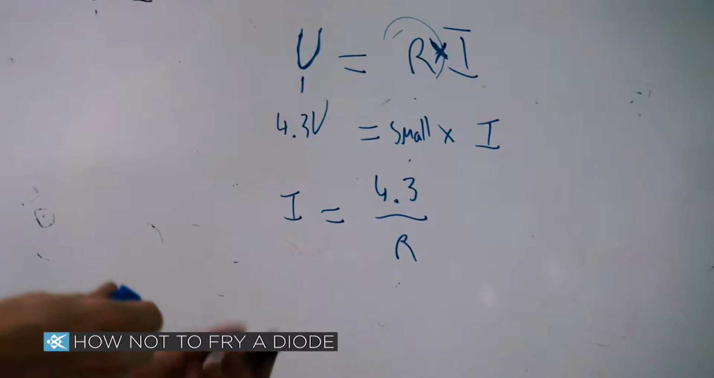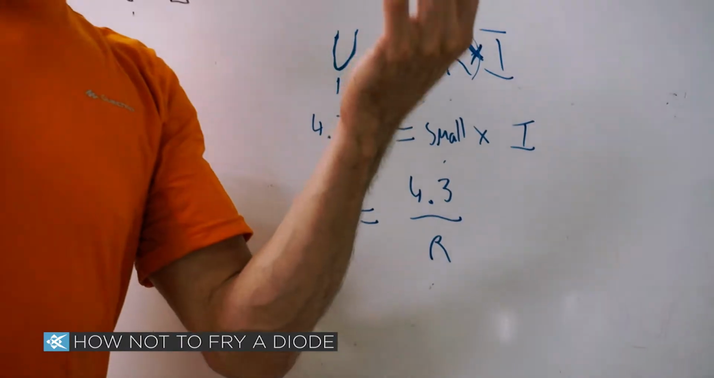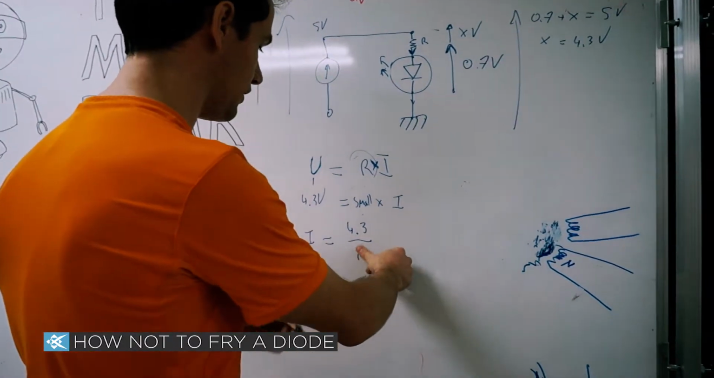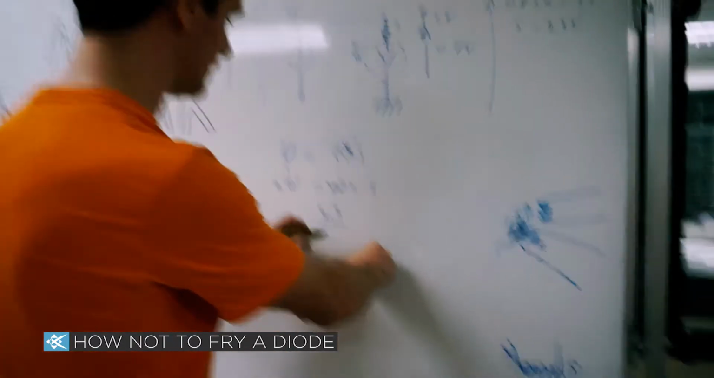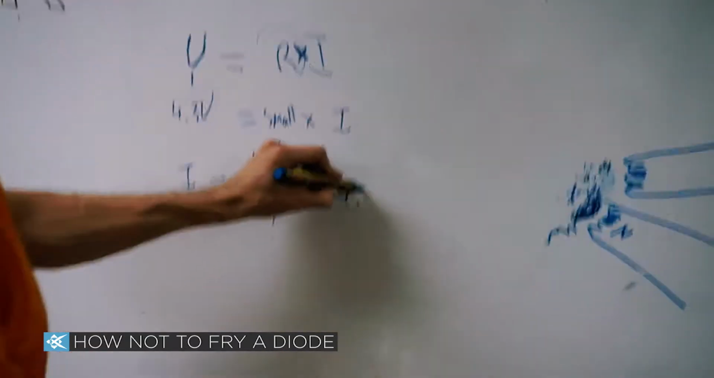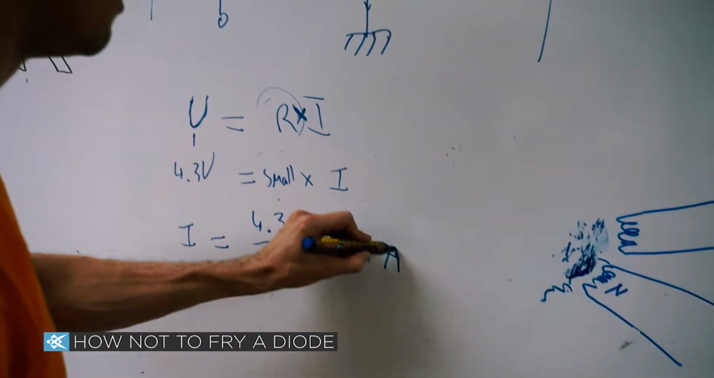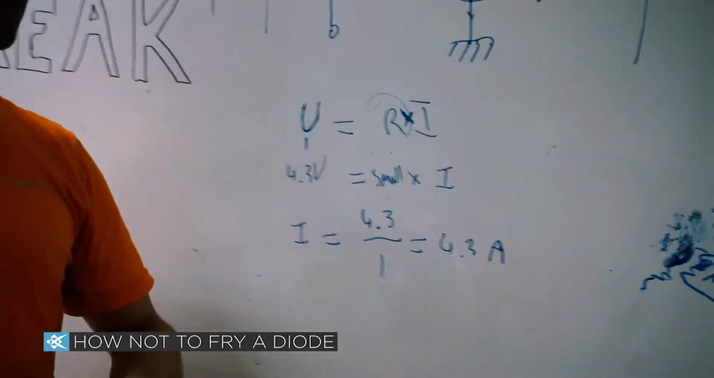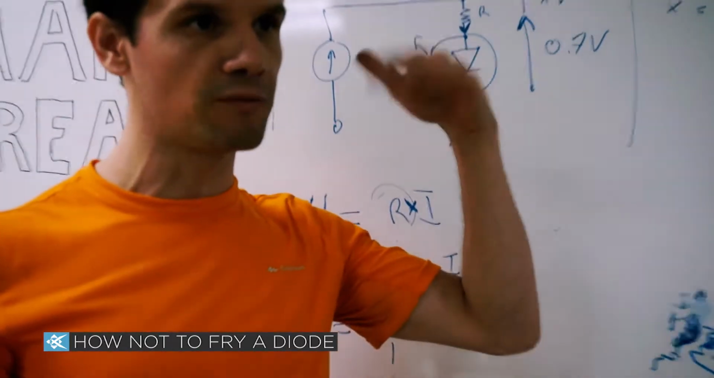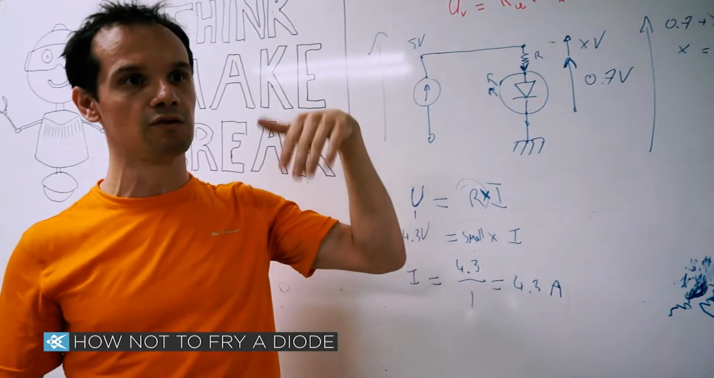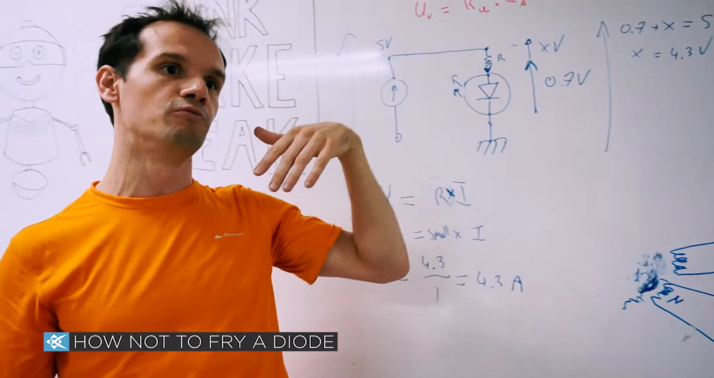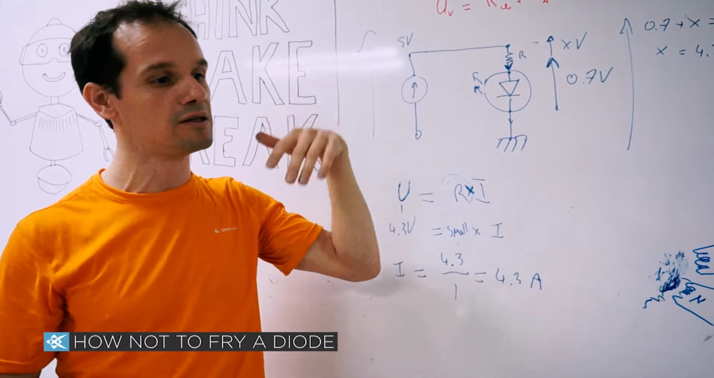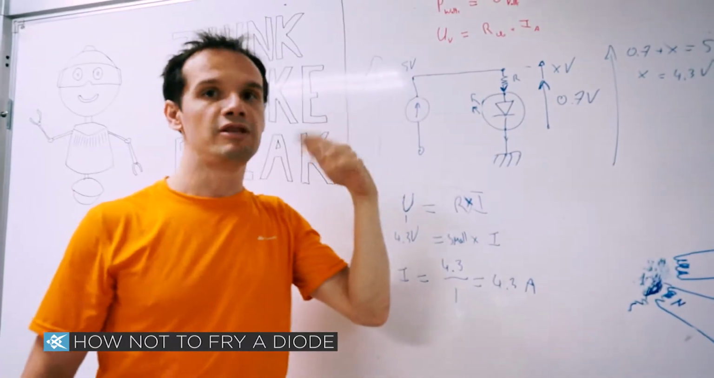So let's put an arbitrarily small number. Let's assume it's 1 ohm. So if R equals 1 ohm, 4.3 divided by 1 makes 4.3 amps, which, if you know a little bit of electricity, is a fair amount of current. It's not huge, but think about your electric breaker in your house, which usually is going to trip at about 10 amps, 15 amps, maybe 20 amps, right?